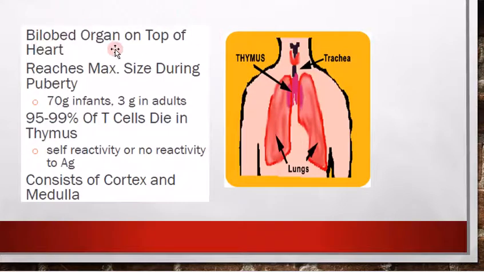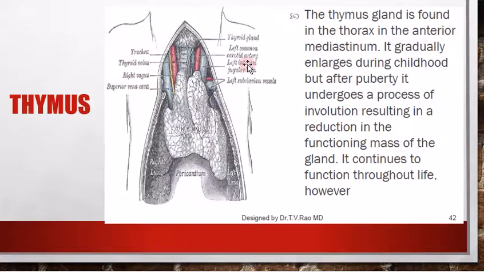Likewise, there is a bilobe on the top of the heart, which is the thymus. Thymus is present here. This thymus helps to differentiate a group of cells into T cells. And T cells are CD8 and CD4. You'll know later on what CD8 and CD4 are. We have to understand that the thymus gland is basically to make the T cells matured and functional.